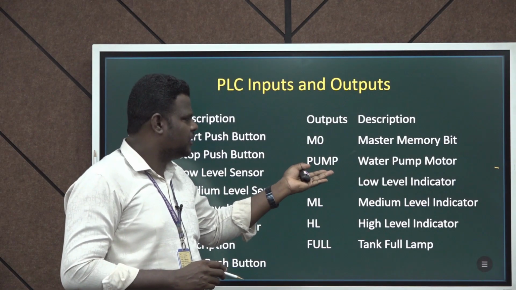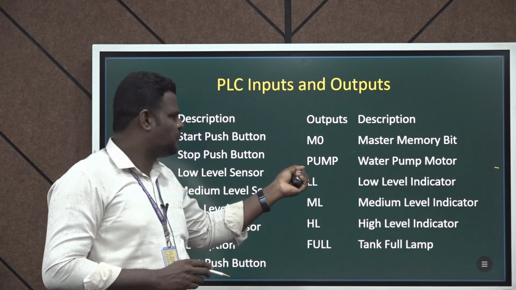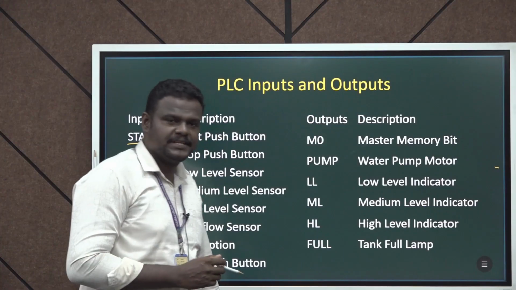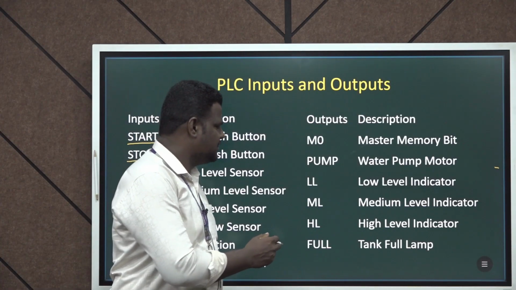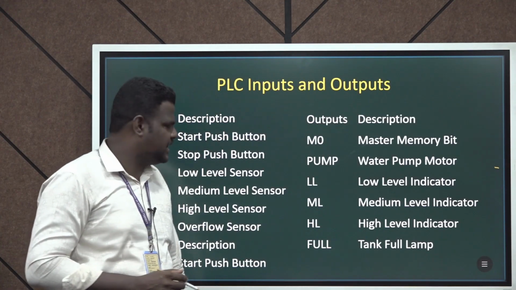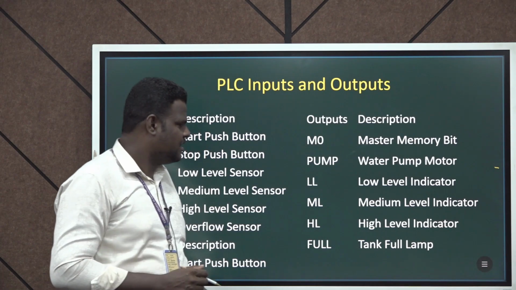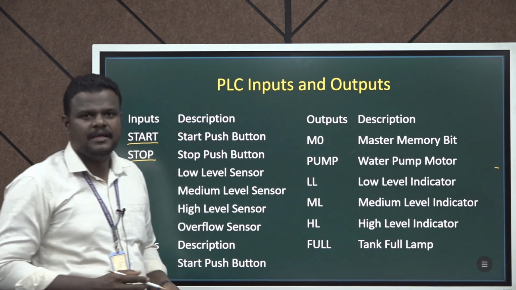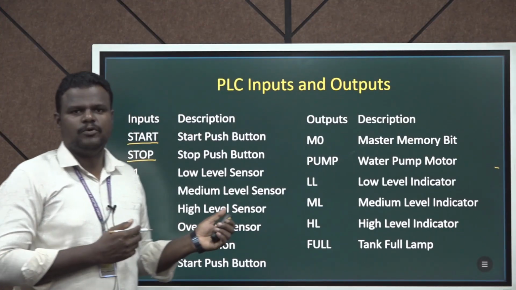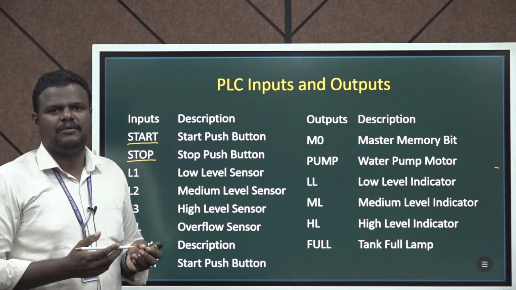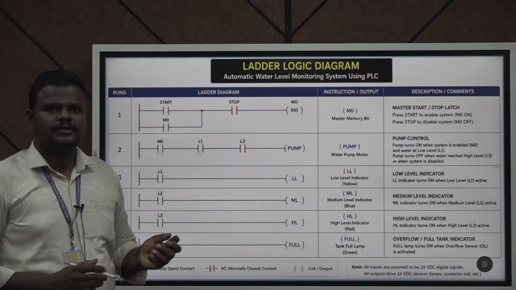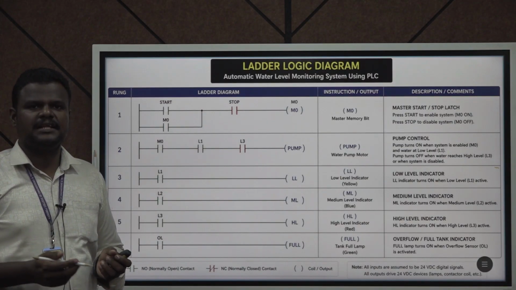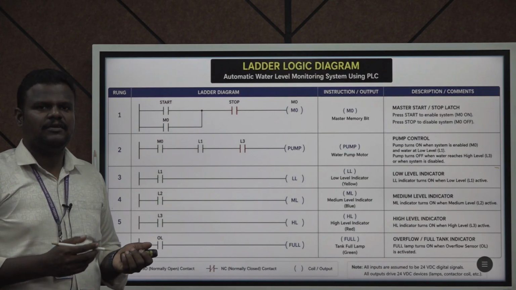Then the second one is water pump control. Then the third one is the level indicators. ML is the medium level indicator, HL is the high level indicator, and Full is the tank full lamp indication. Okay, so this is the IO listing used in the automatic water level monitoring system with the PLC.